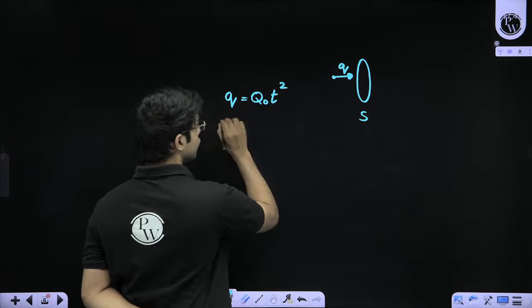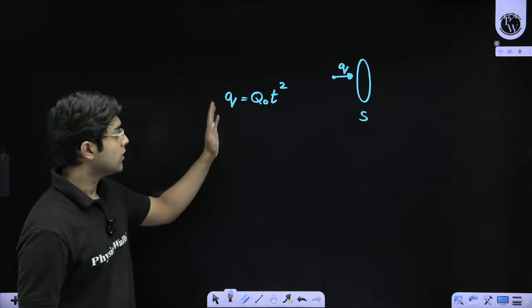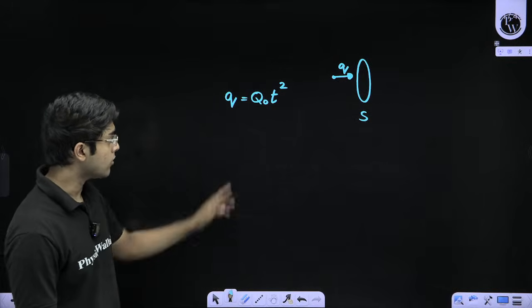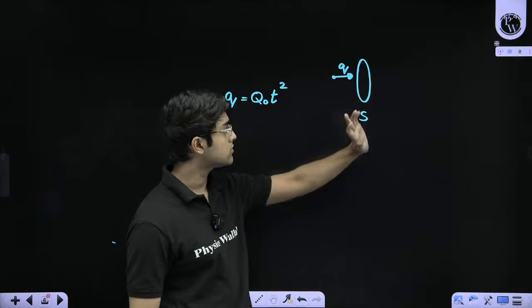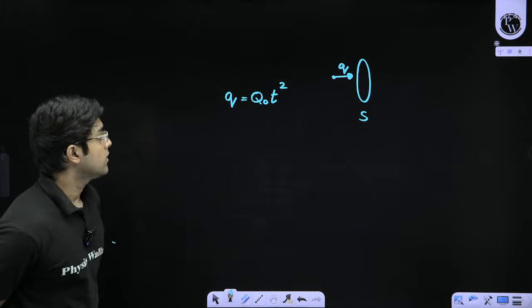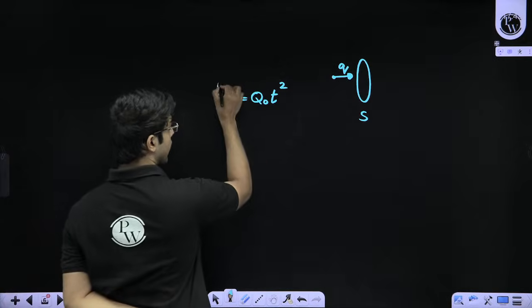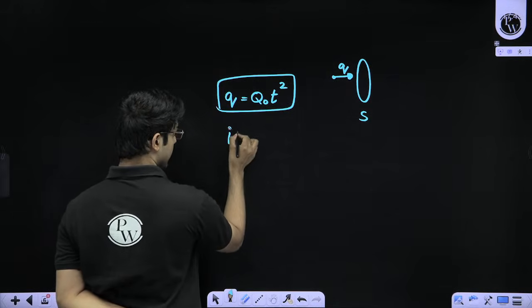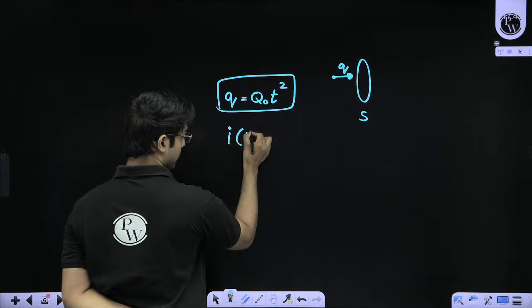Okay, so this is how the amount of charge crossing S varies with time. As time increases, more and more charges pass through S. The question is, if this is how the charge crossing varies, what is the current at any instant of time?